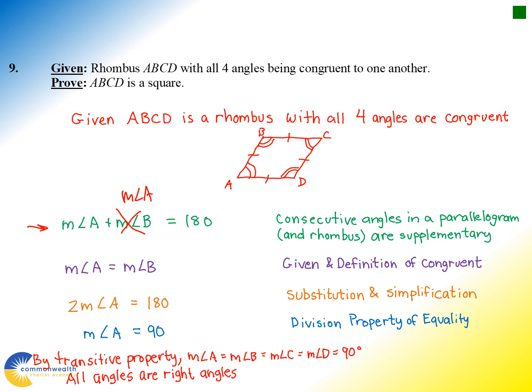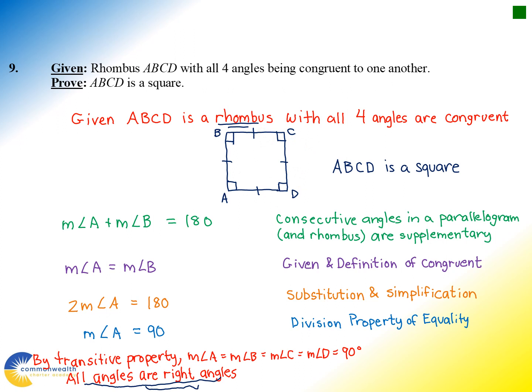And if they're all right angles, that would make it a square, because I already know it has the characteristics of a rhombus. If they're all right angles, that gives it the characteristics of a rectangle. And therefore, by what a square is defined to be, it's a square. And that, again, is along the lines of the definition of a square.